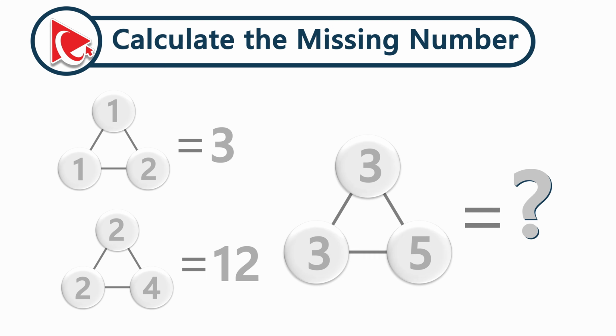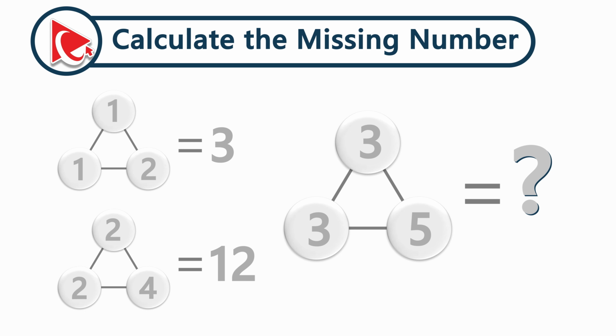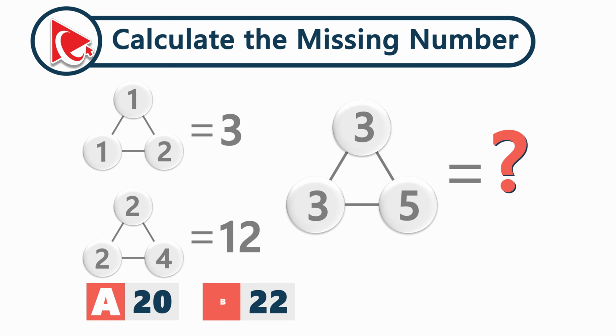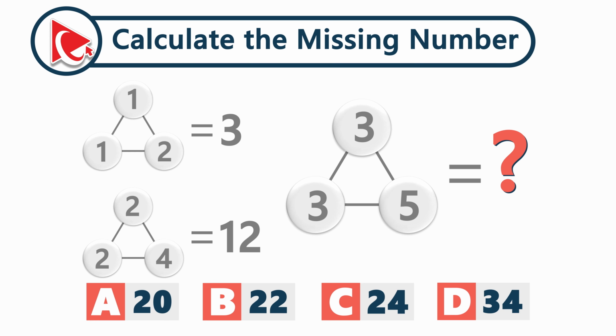Take a close look at these amazing shapes which form the expression. The first shape has numbers 1, 1, and 2, and the result equals 3. The second shape has numbers 2, 2, and 4, and the result equals 12. The third shape has numbers 3, 3, and 5, and the result is something you need to calculate and select your answer out of 4 possible choices: A, 20, B, 22, C, 24, or D, 34. Can you try to solve it on your own and choose the right answer?